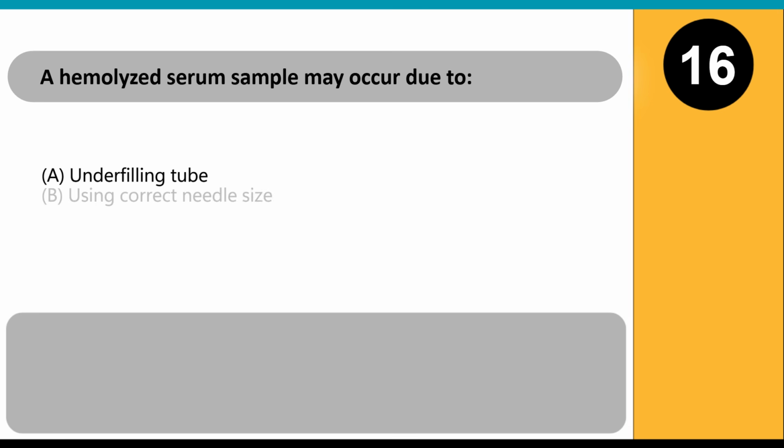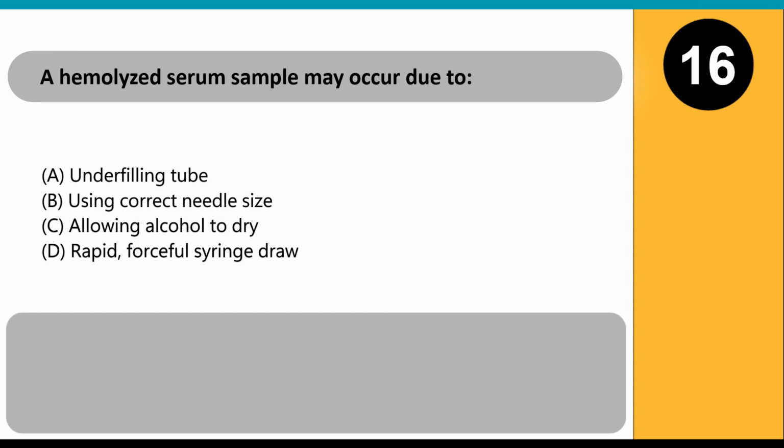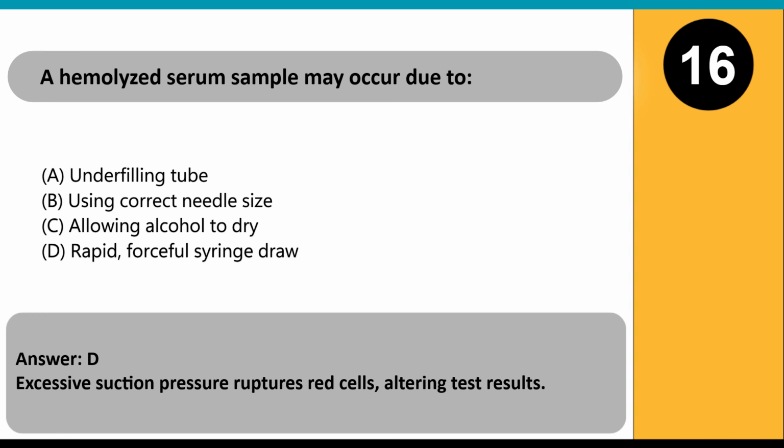A hemolyzed serum sample may occur due to A. Underfilling tube. B. Using correct needle size. C. Allowing alcohol to dry. D. Rapid, forceful syringe draw. Answer: D. Excessive suction pressure ruptures red cells, altering test results.